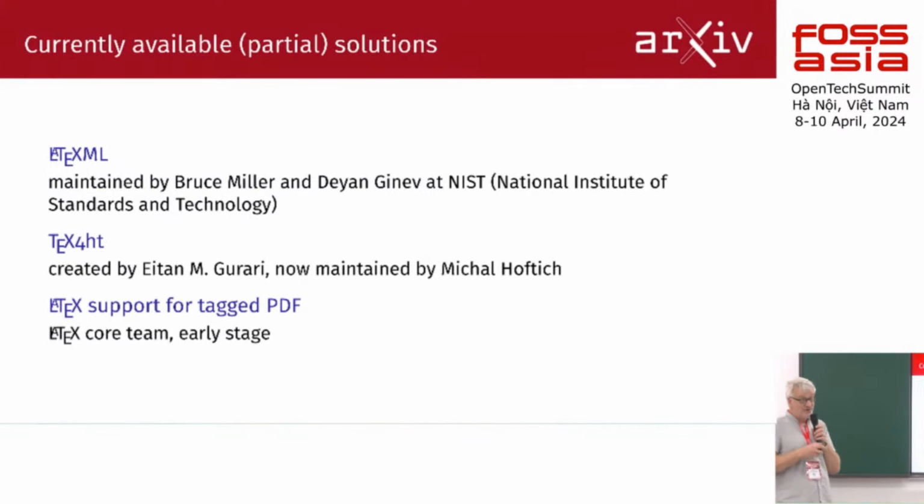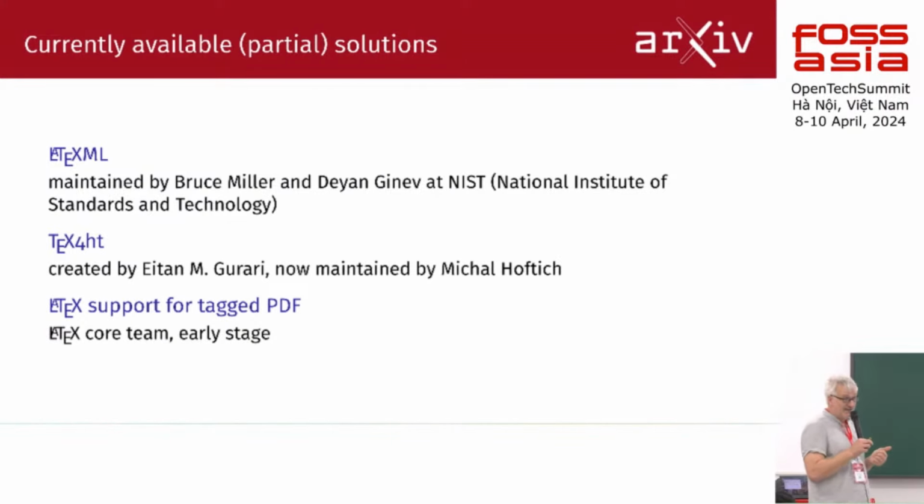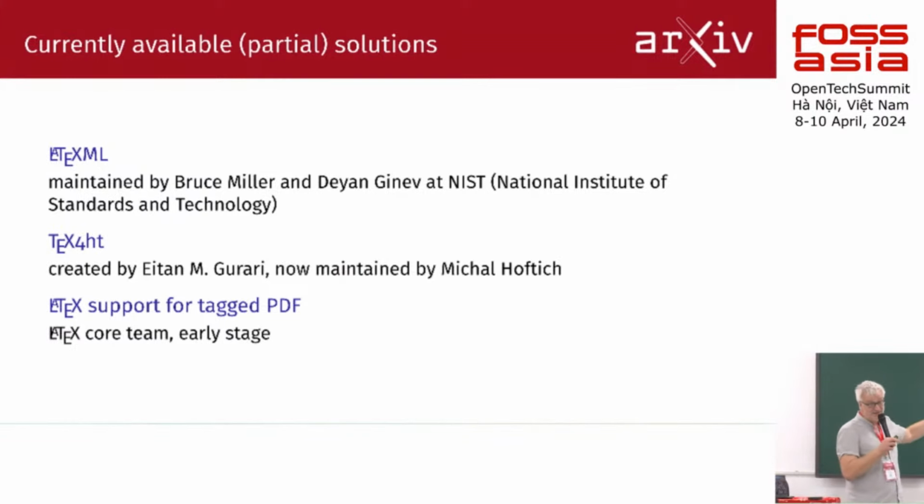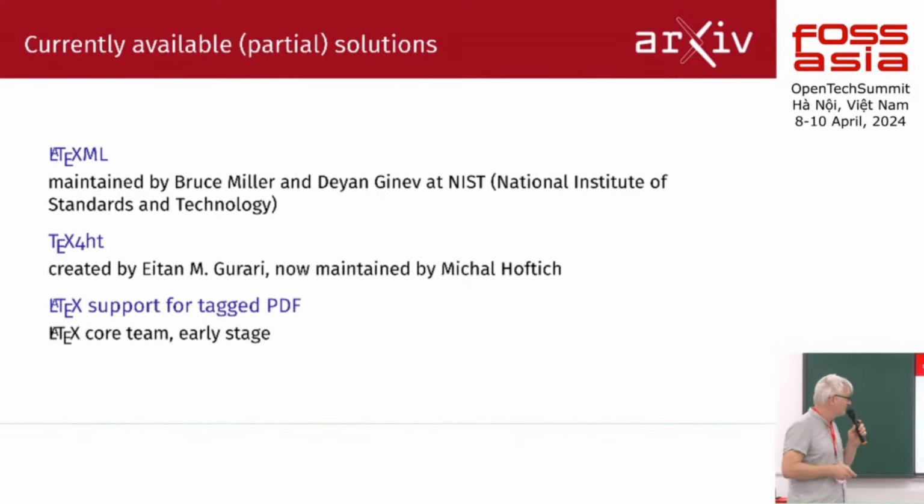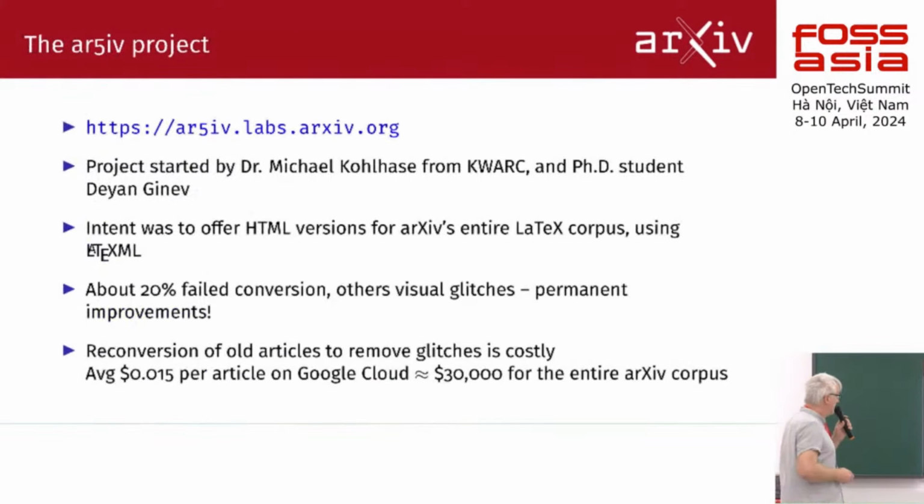So we looked at the current solutions. There is LaTeXML, developed by Bruce and Deyan. There is TeX4ht, which Anton developed for a long time and is now maintained by Michal. And then there's this tagged PDF I mentioned before, developed by the LaTeX core team. The first two are more or less equal in quality and success rates, so we compared them on a huge corpus of arXiv. We settled for LaTeXML.